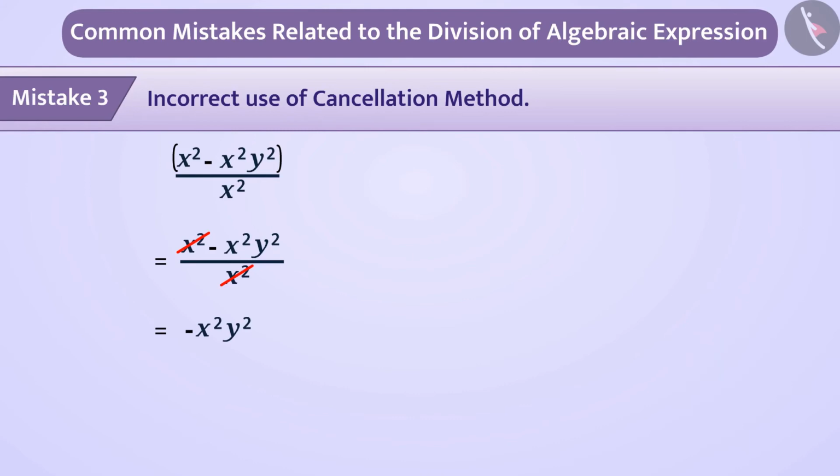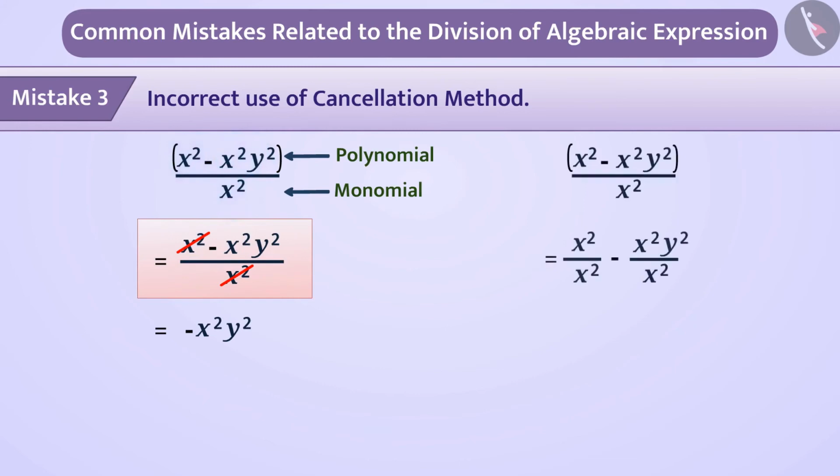Let me tell you, some children like Samir think that if the polynomial is divided by monomial, the like terms in the numerator and denominator can be cancelled. With this understanding, they cut off one of the terms of polynomial by monomial. Here, Samir cancelled the denominator x square with the x square of the term from the numerator, but it is wrong. We have to divide each term of numerator by x square. We can do this by dividing each term of polynomial separately by a monomial, which gives us the correct answer 1 minus y square.